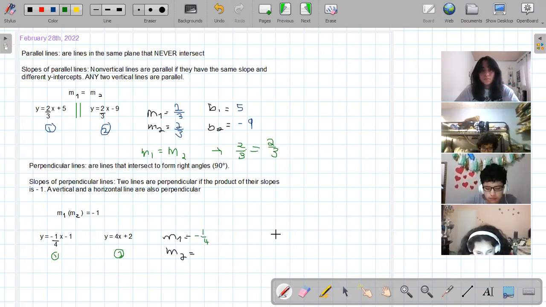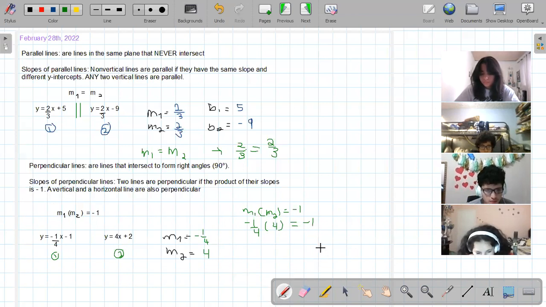Now, what is the slope of the second equation? y equals 4x plus 2. Correct, 4, remember, without the variable. Now I need to do this and see if it's actually -1. So m1 times m2 has to be equal to -1 in order to be correct. m1 is -1 over 4 and m2 is 4. Now remember, this has to be equal to -1.